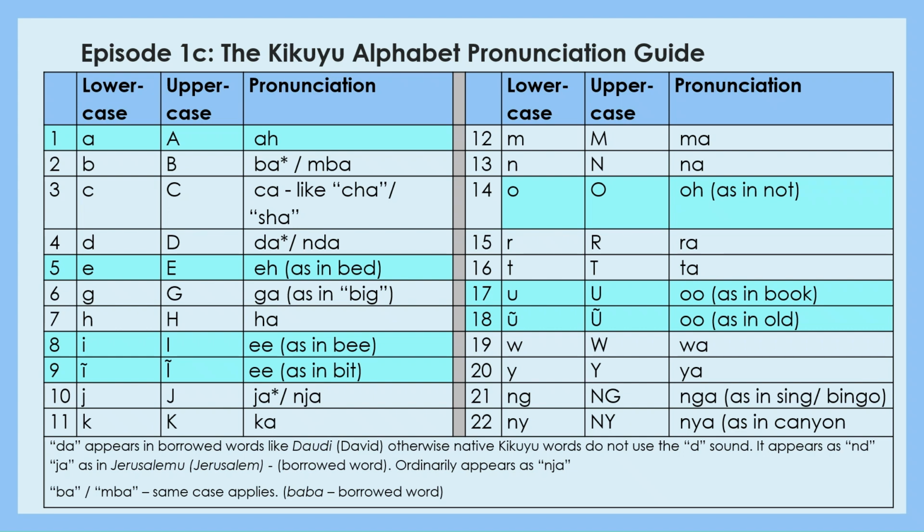The next letter is pronounced A, as in bed. The third vowel is pronounced E, like in B. E, like in B. This is a long, clear E sound. Hold it longer than you would in English. E, E.